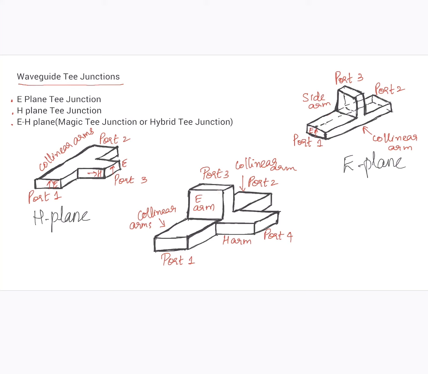The dimensions are in such a way that when you feed power to port 3, no power comes out of port 4. And similarly, when a power is fed to port 4, no power comes out of port 3 or the E-arm.